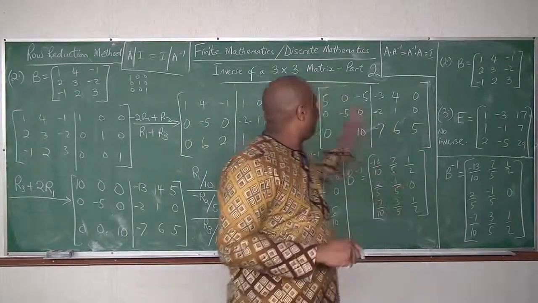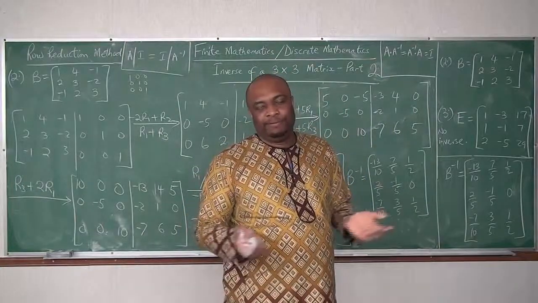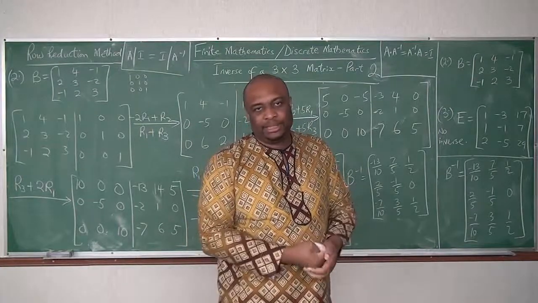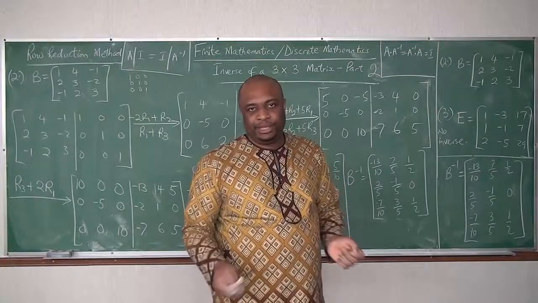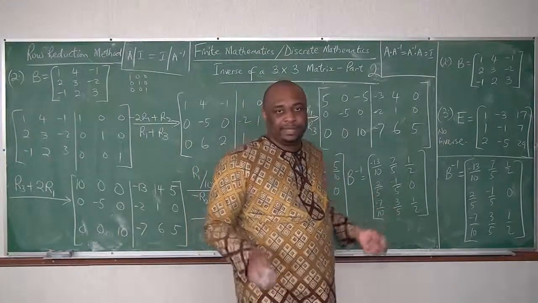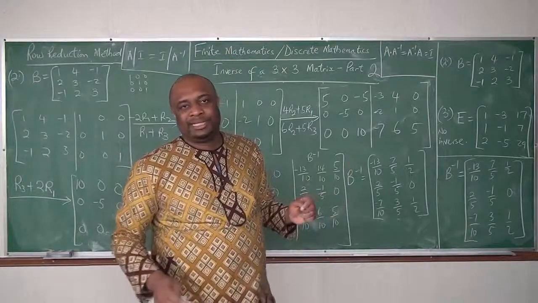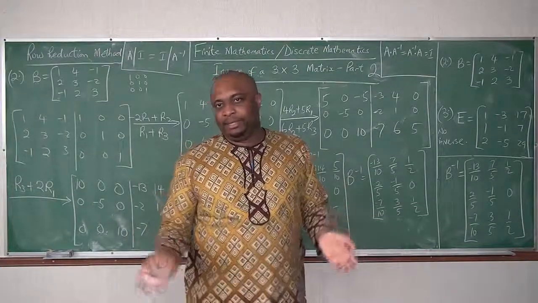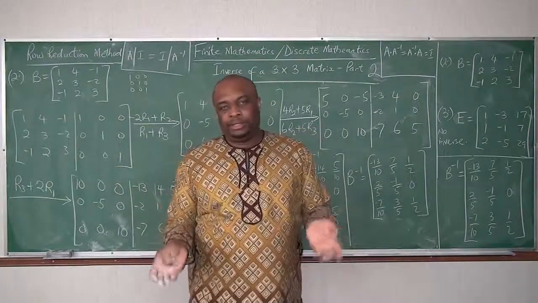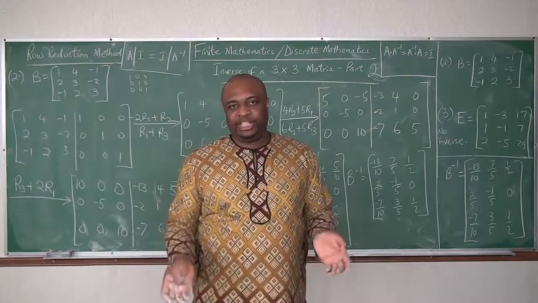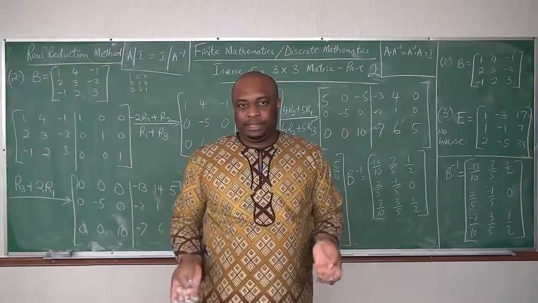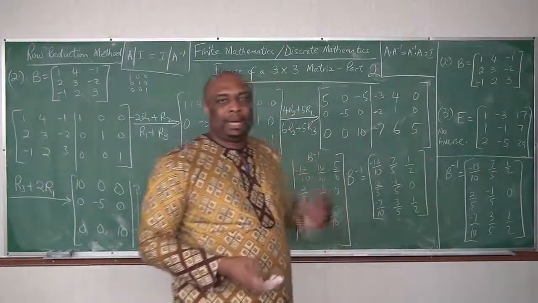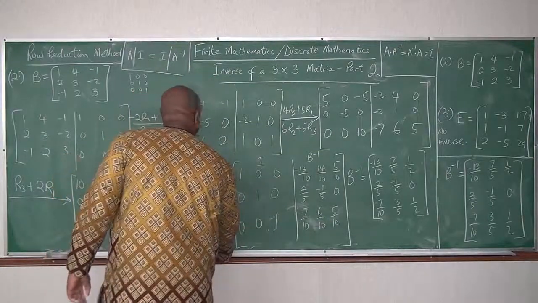When we did E in part 1, we found that it had no inverse because the determinant was 0. Therefore, it's a singular matrix, a non-invertible matrix. It has no inverse. A singular matrix is a matrix whose determinant is 0. But in this case, we are not using determinants. With the row reduction method, we are just putting it in row echelon form. So let's see the magic it will give us.